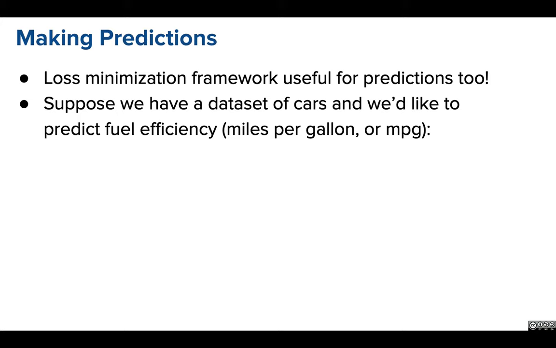So if we have a data set of cars, let's suppose that we'd like to predict the fuel efficiency, which for a car in the US is measured in miles per gallon. In other countries, it might be kilometers per liter. But the idea here is that if a car is more efficient, it should be able to run farther while using less gas. That's kind of what we're looking for.